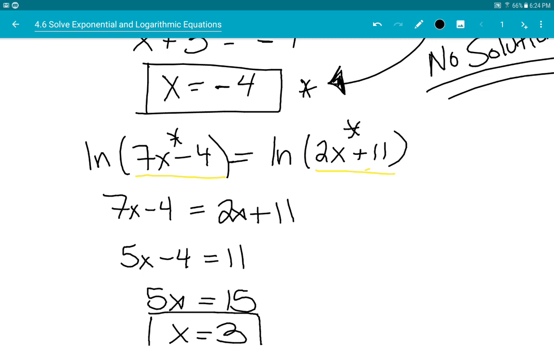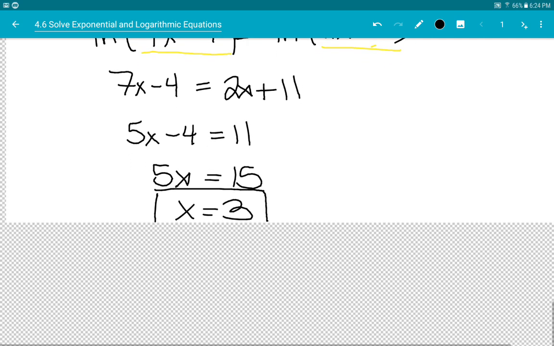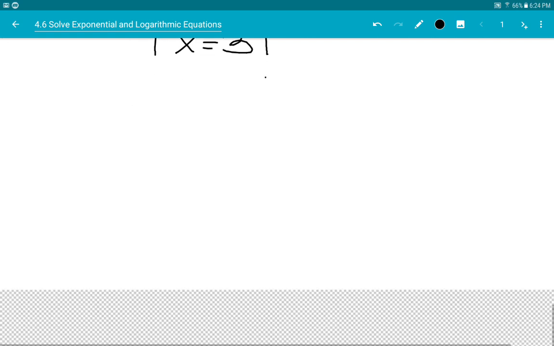And then if I plug it up here, I get 2 times 3, which is 6. 6 plus 11 is 17. Also good, another positive value. So 3 is actually a very valid solution, and that is the solution for our problem here. Again, for these two types of problems, if you have a logarithm on both sides, a logarithm with the same base, let me clarify that, then you can go ahead and set the two expressions equal to each other. Those are very similar to those of the exponentials. These aren't too bad to work with.